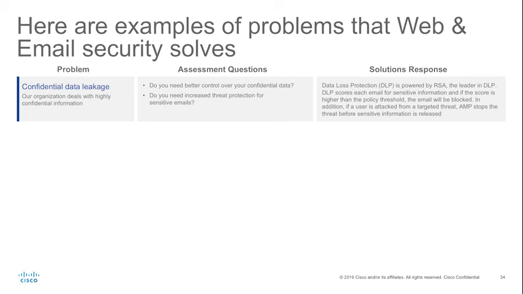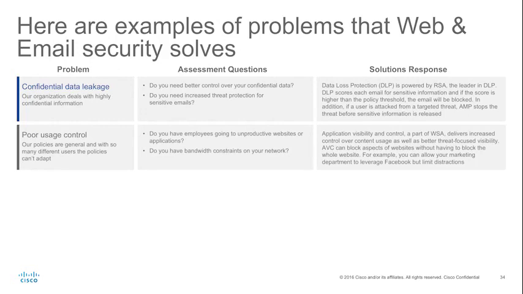You can then respond and suggest Cisco DLP and AMP by saying data loss protection is powered by RSA, the leader in DLP. DLP scores each email for sensitive information, and if the score is higher than the policy threshold, the email will be blocked. In addition, if a user is attacked from a targeted threat, AMP stops the threat before sensitive information is released.